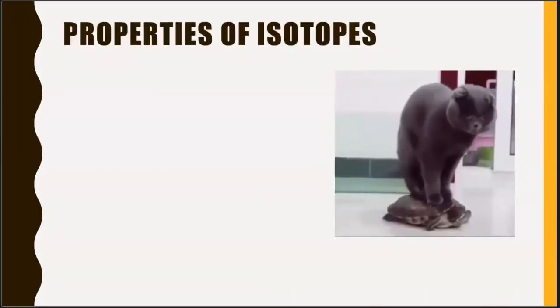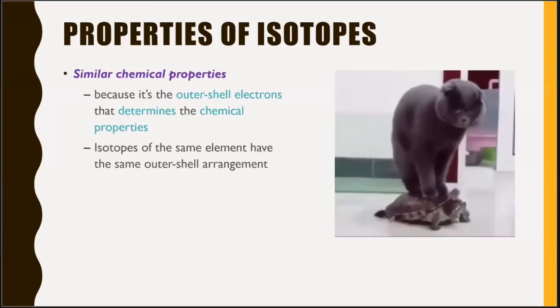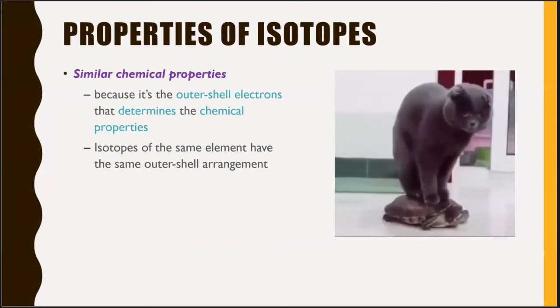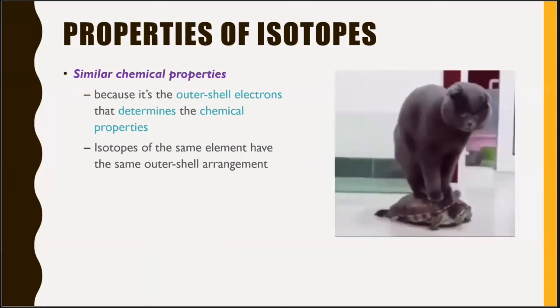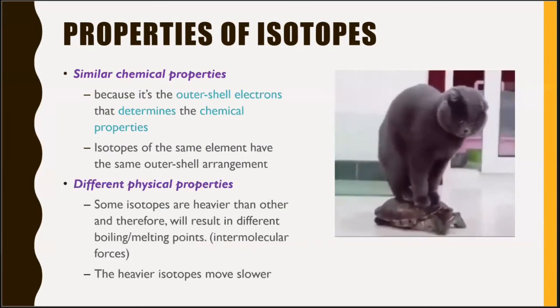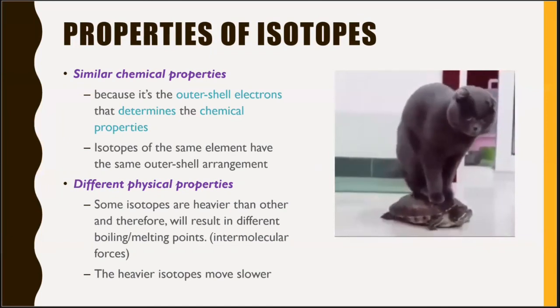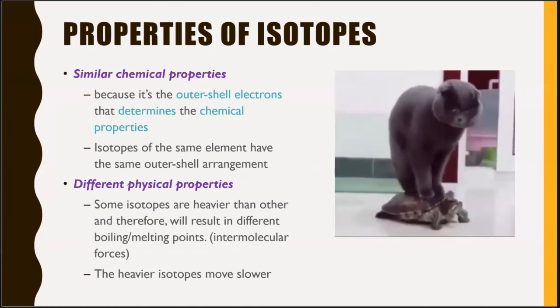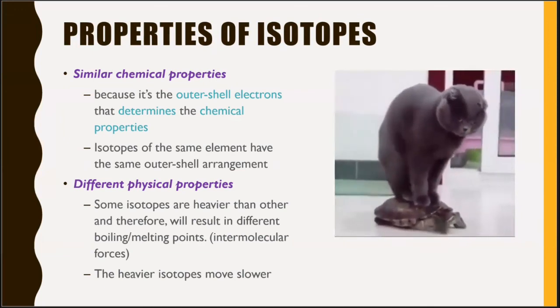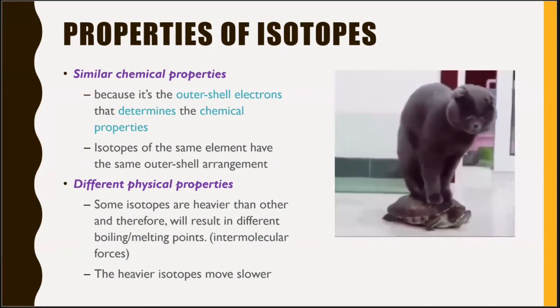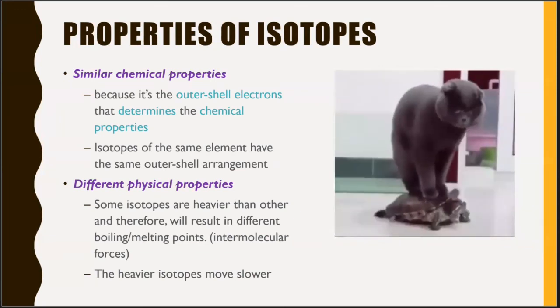Properties of isotopes. Chemical properties are dependent on the behavior of outer shell electrons. Since isotopes have the same outer shell arrangement, they tend to have similar chemical properties. Physical properties, however, are dependent more on the atomic mass. And because some isotopes are heavier and some are lighter, they tend to have different boiling or melting points. And that is due to intermolecular forces. We'll talk about that later in detail.